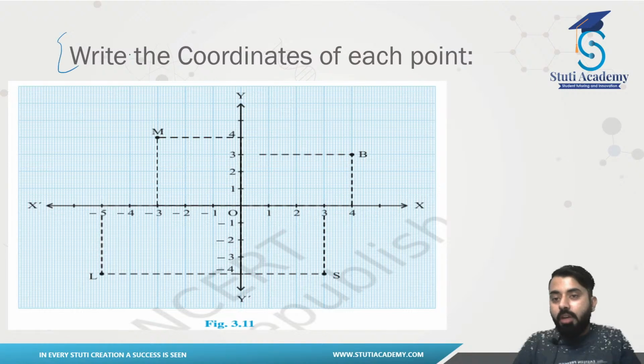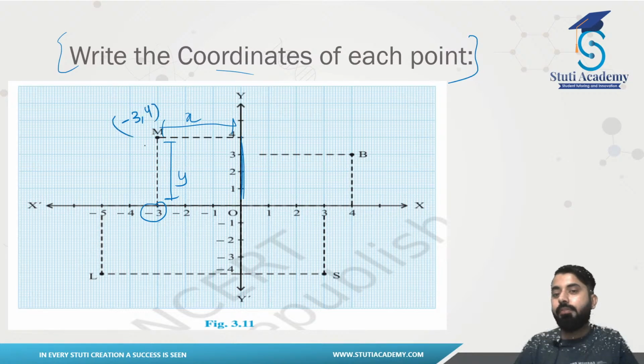So now we are up to the questions here. We have to write the coordinates of each point in this. You guys remember the vertical distance is what? It is your y, and horizontal distance is what? It is your x. There is a point which is negative 3 units from your origin. So x here is what? It is negative 3. And its y is what? Vertical distance is 4. So its coordinates are negative 3 comma 4. So coordinates of M will be negative 3 comma 4. Easy.